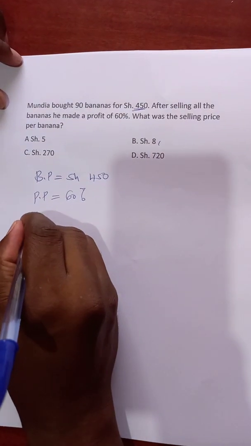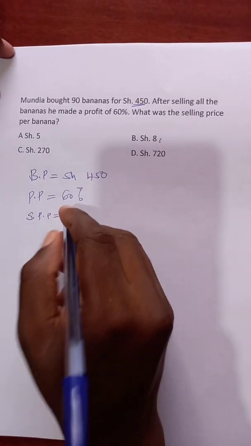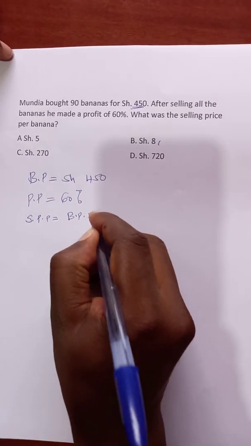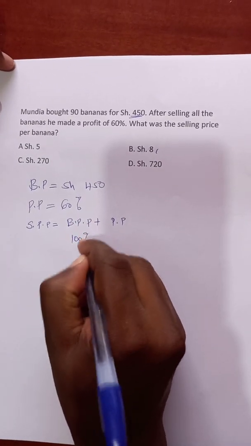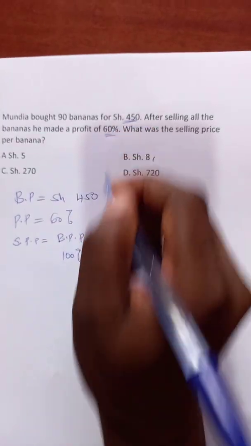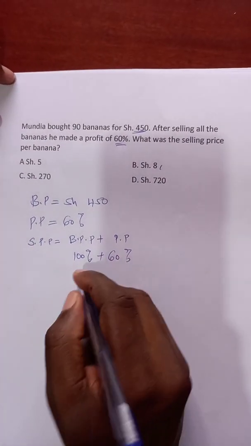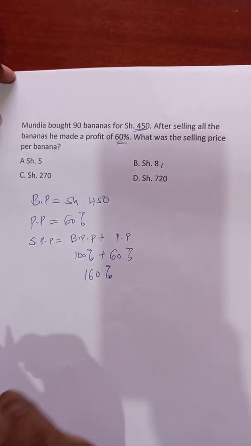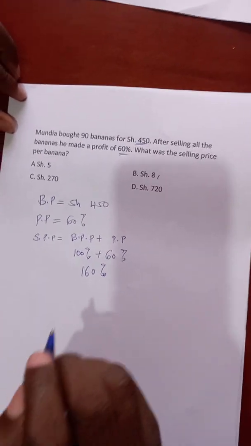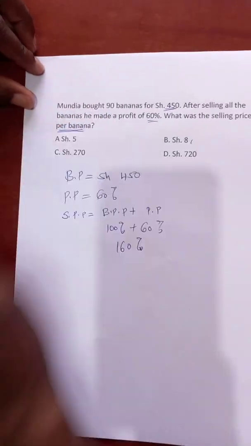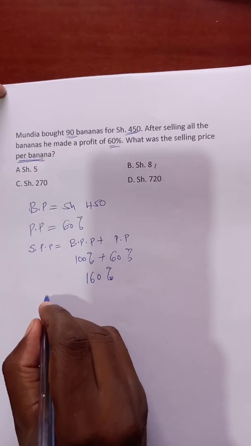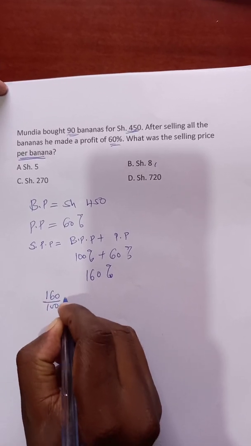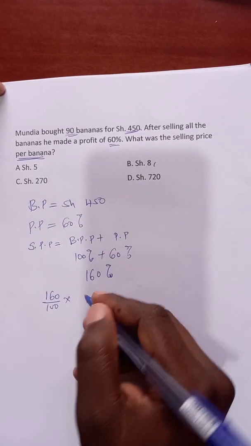So we want to get what we call selling price percentage, which is given by buying price percentage plus percentage profit. Our buying price percentage is always 100% plus our percentage profit, which is 60%. So you get 160%. So we want to get the selling price. But in our case, we are asked the selling price per banana, putting in mind that he had bought 90 bananas. So to get our selling price, it will be 160 out of 100 times our buying price, which is 450.